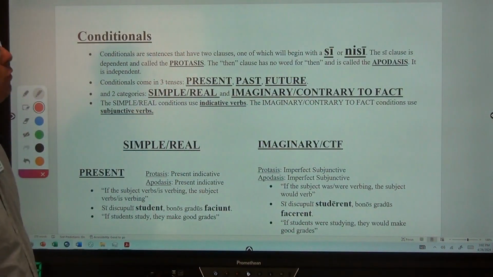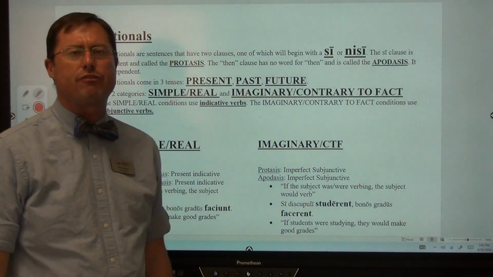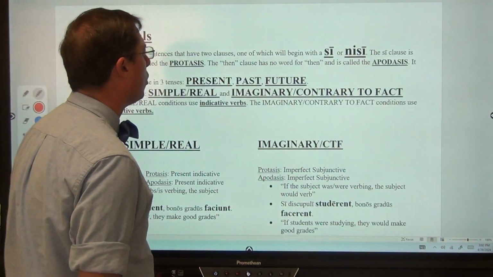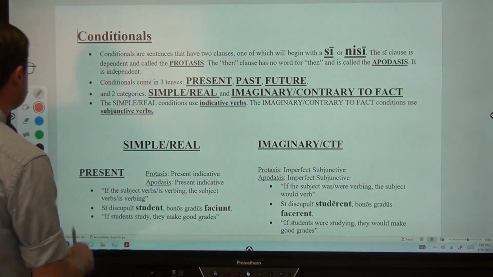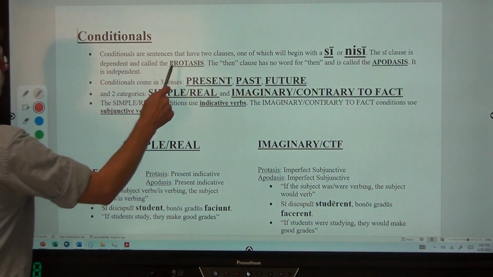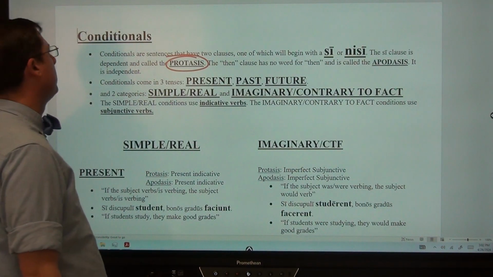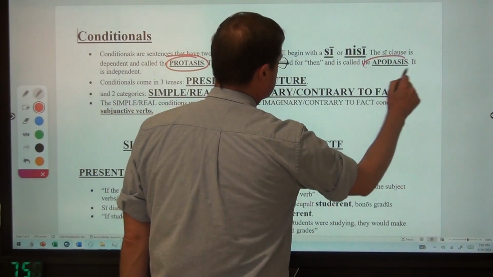Now, when you have that, we can call that the if clause. And that's the subordinate clause, but I don't want you to do that. I want you to know that the if clause is going to be known as the protasis, and the then clause is going to be known as the apodosis.